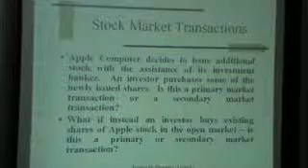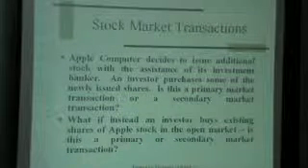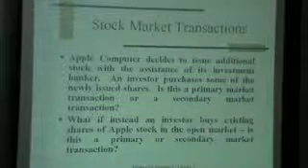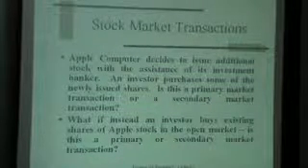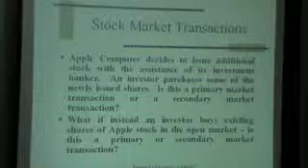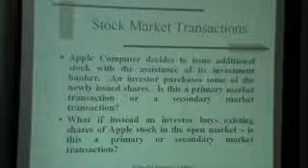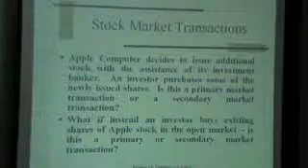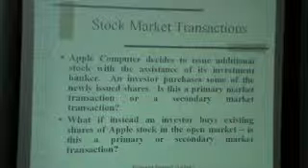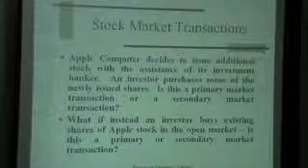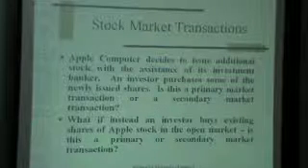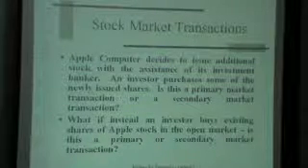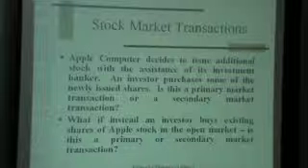There is an example. Apple Computer decides to issue additional stock with the assistance of its investment banker. An investor purchases some of the newly issued shares. Is this a primary market transaction or secondary market transaction? This is primary. What if instead an investor buys an existing share of Apple stock in the open market? Is this primary or secondary market? This is secondary, and the first one is primary.